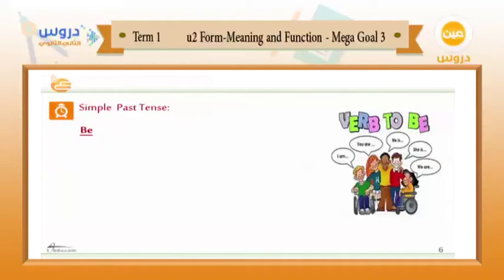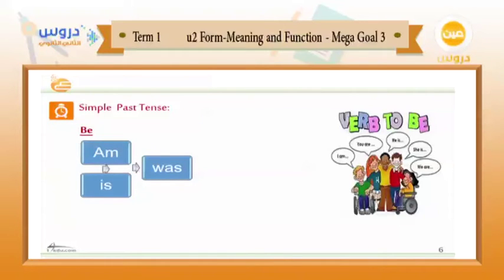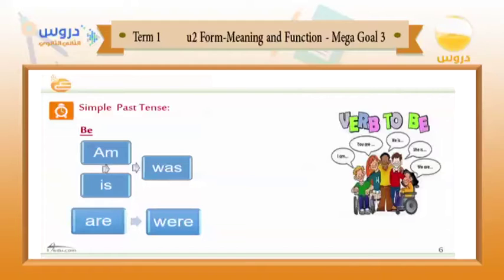The verb to be. When we want to use the verb to be in the past, we change am and is to was, and are to were. So was is the past of am and is. And were is the past of are.